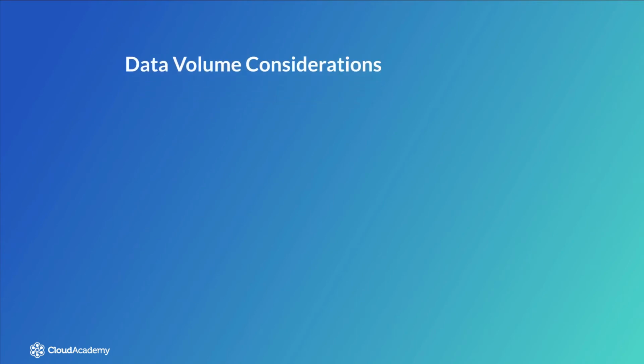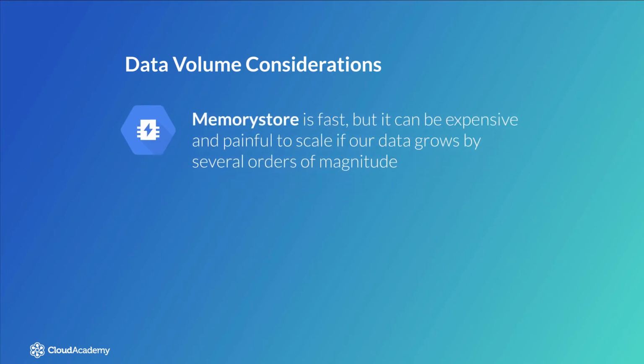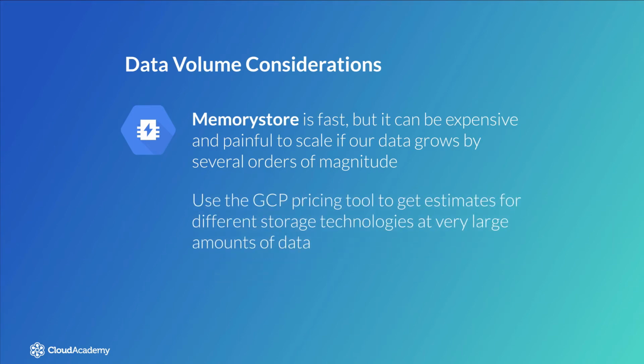Well, for GCP products, we might think about an in-memory solution like Memorystore. This might be super fast, but it can be expensive and painful to scale if our data grows by several orders of magnitude. And the best way to make this decision is to use the GCP pricing tool, of course, and get estimates for different storage technologies at very large amounts of data. And this should help future-proof your choice from a cost perspective.